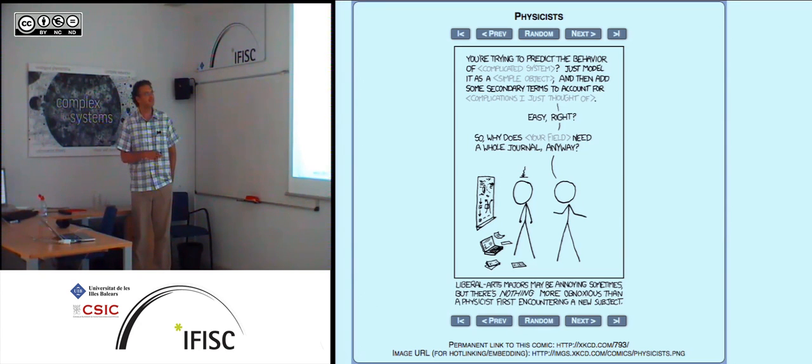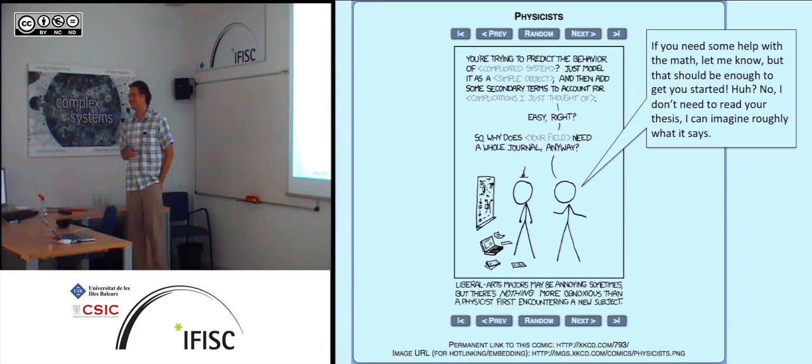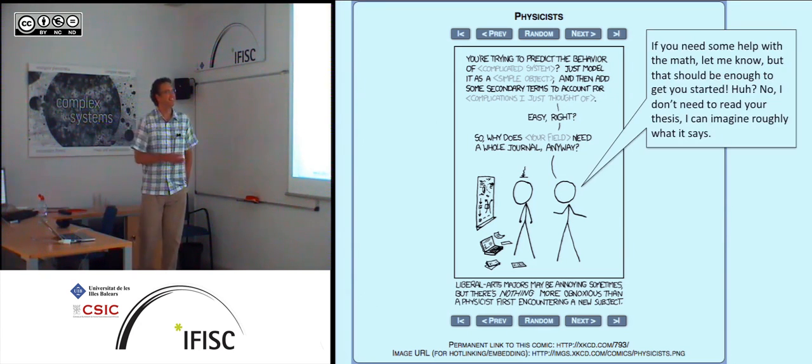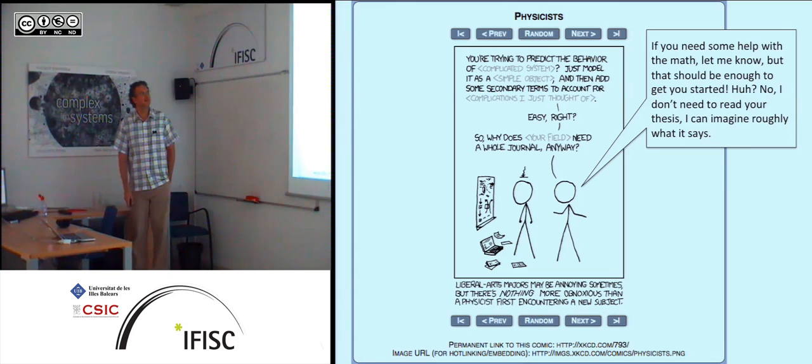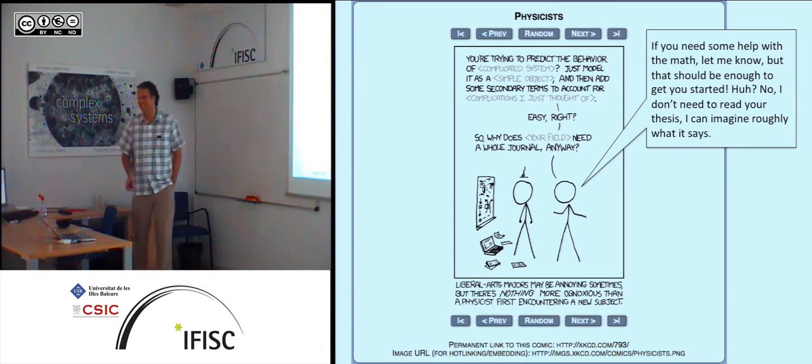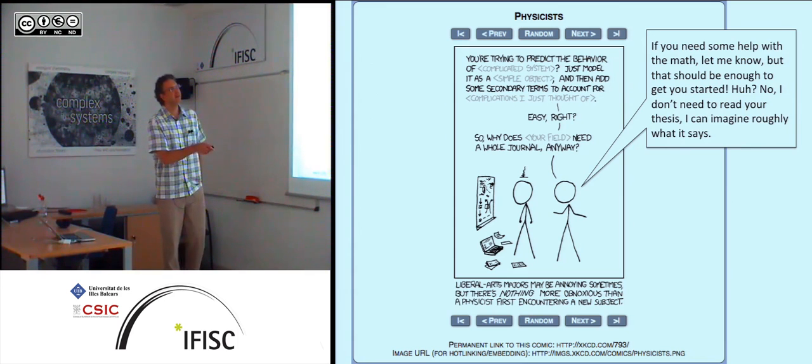I love this. So why does your field need a whole journal anyway? And then there's this. You need some help with the math, let me know, but that should be enough to get you started. Huh? No, I don't need to read your thesis. I can imagine roughly what it says.